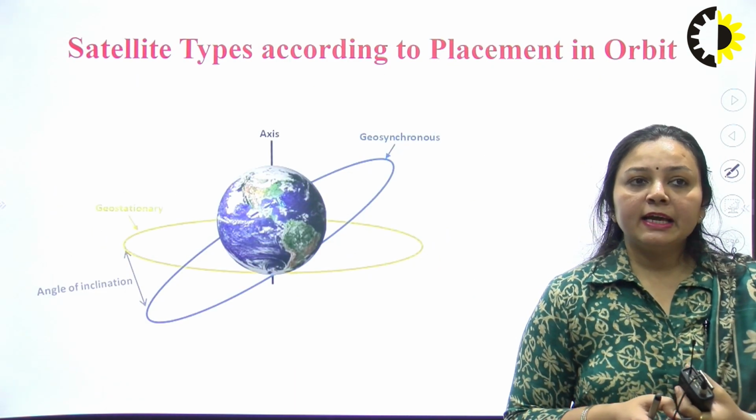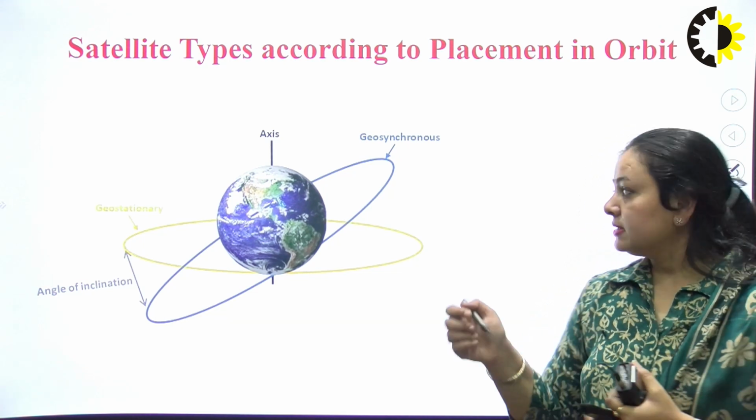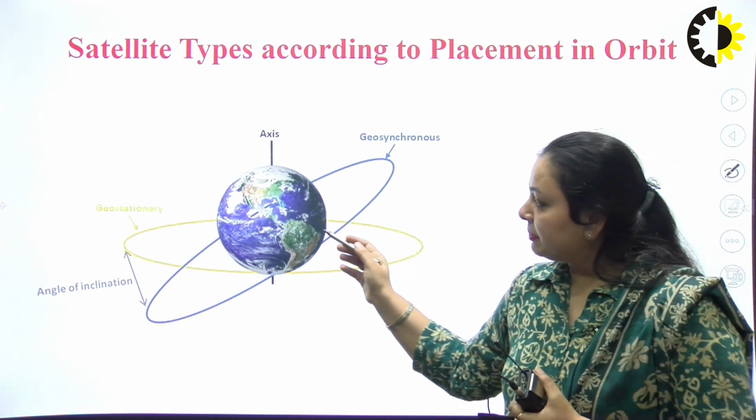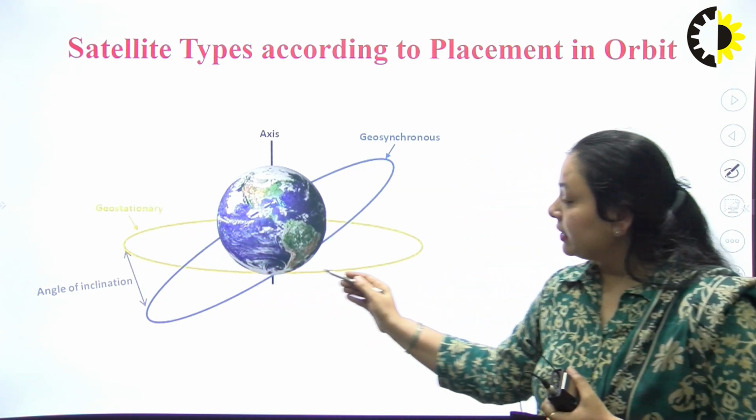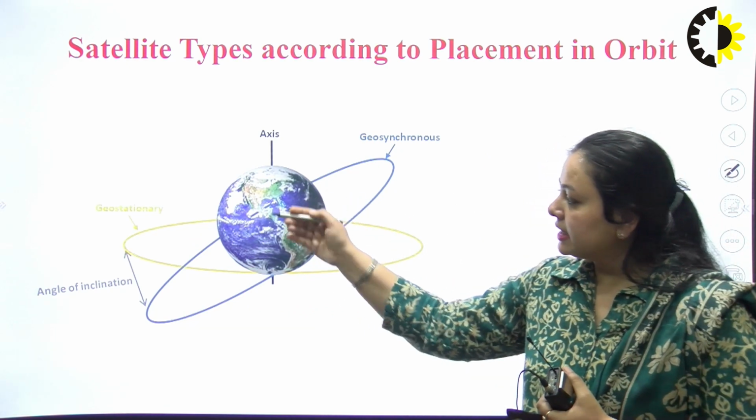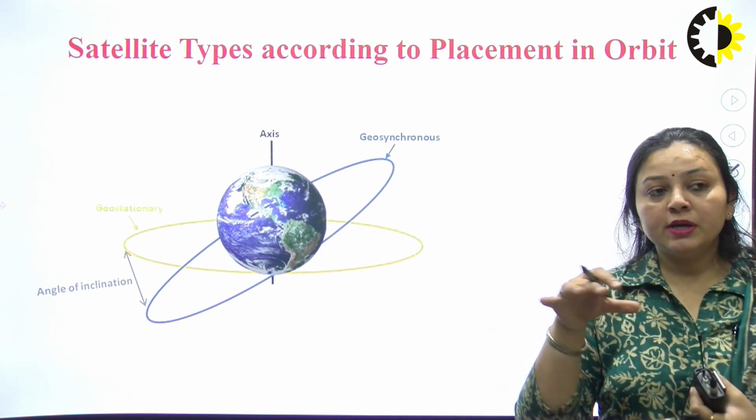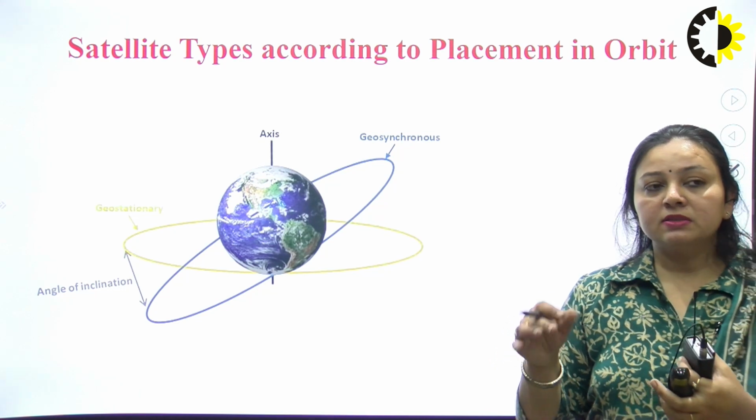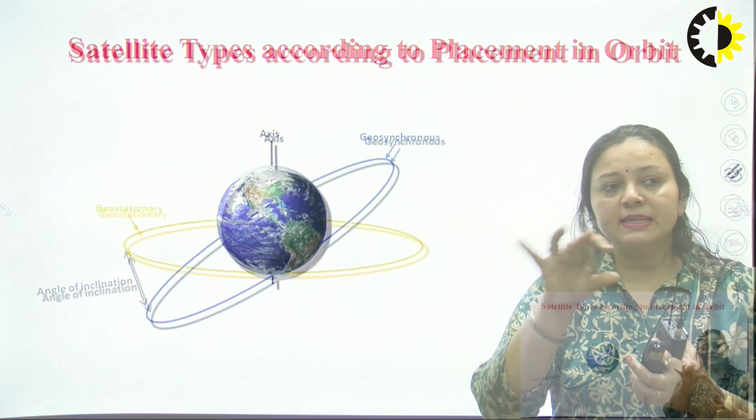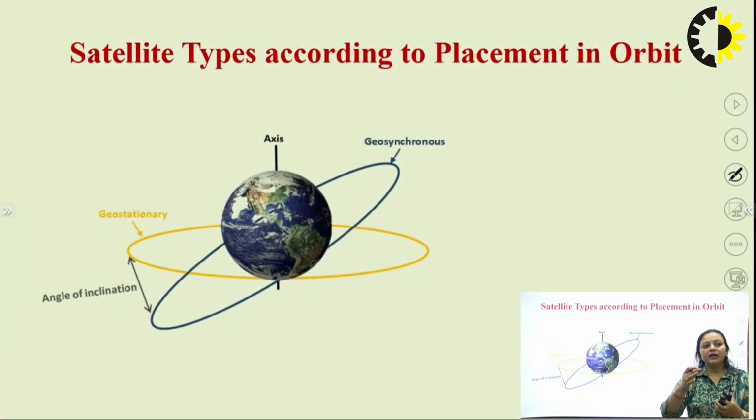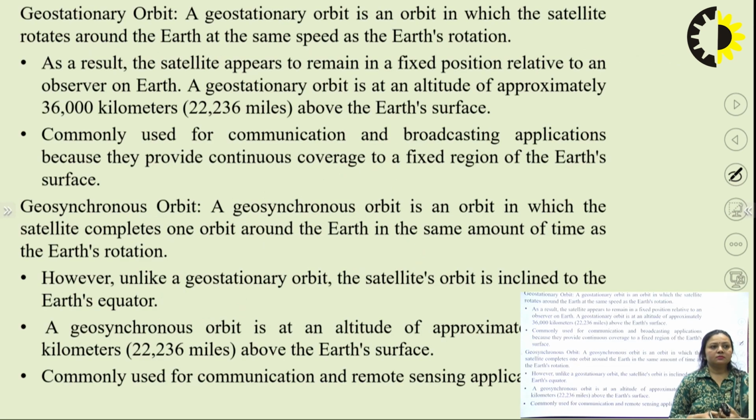So, the satellite types can be geostationary and geosynchronous, as I already mentioned in the previous slide. If it is rotating around the Earth at the same speed, then a person on the Earth sees the satellite as stationary. It is actually rotating, but at the speed of the Earth. However, in the case of geosynchronous, it has some angle of inclination, it is tilted, so it is covering over the poles.